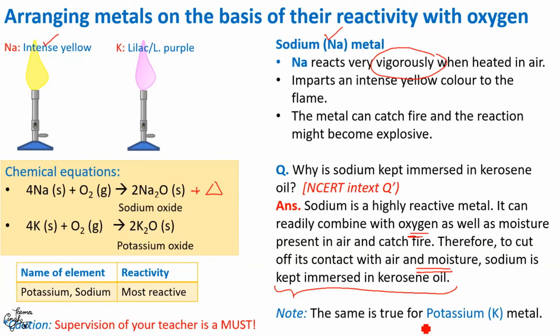The same is true for potassium metal. It too reacts vigorously in air to form potassium oxide. Potassium imparts a lilac or light purple color to the flame.